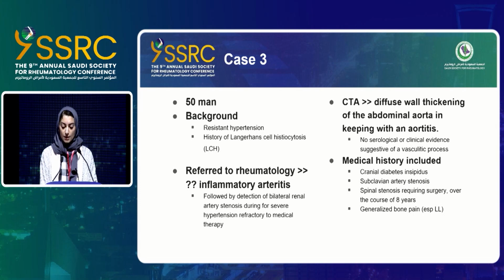CT angio of the abdomen showed diffuse wall thickening of the abdominal aorta in keeping with aortitis. However, no serological or clinical evidence suggestive of vasculitis was present. Medical history included cranial diabetes insipidus, subclavian artery stenosis, spinal stenosis requiring surgery, and generalized bone pain.